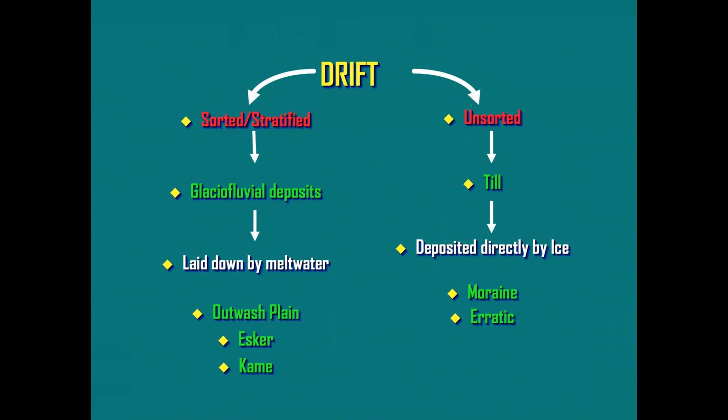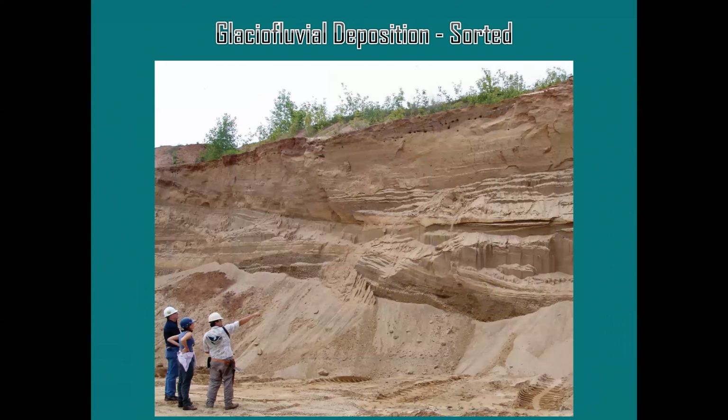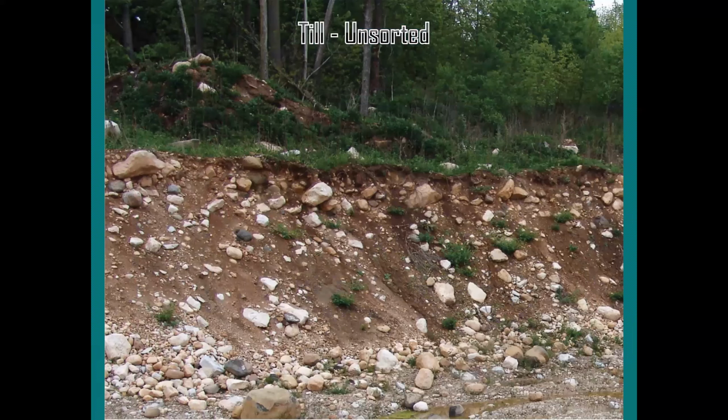Drift can happen in two ways. It can be unsorted, like a plow, and it can be sorted and stratified because it's carried by water. So here's an example of sorted. Notice how layered it is versus unsorted, which is basically when the plow leaves it behind: all kinds of boulders and rocks mixed in with sand and silt and that kind of stuff.